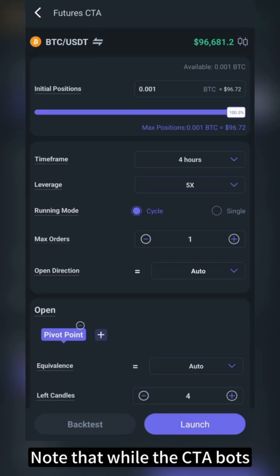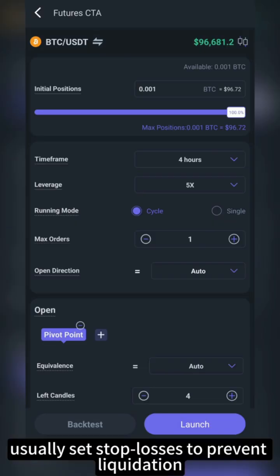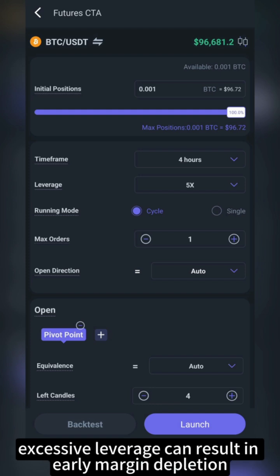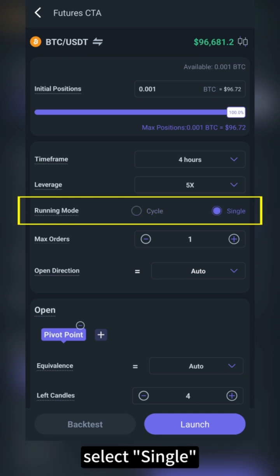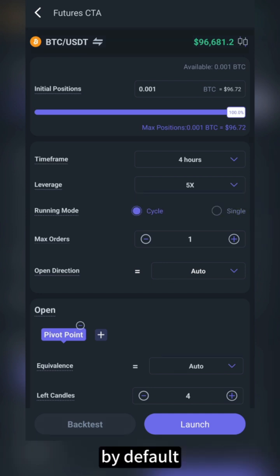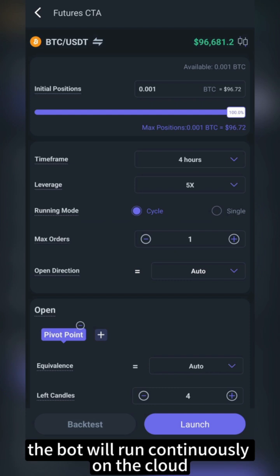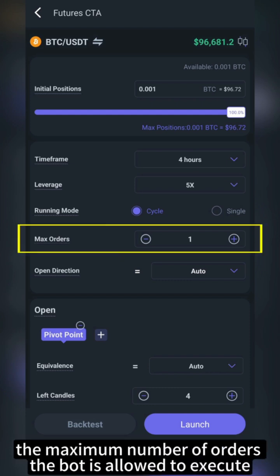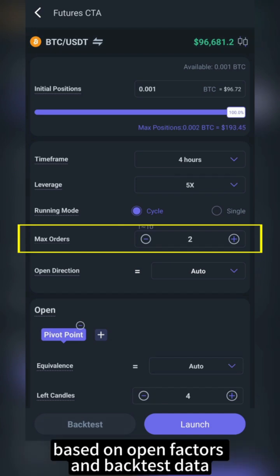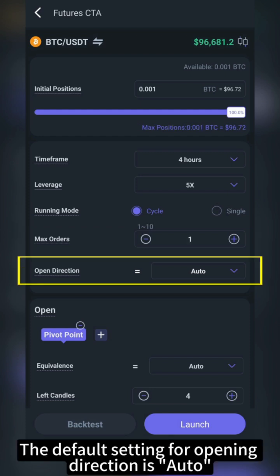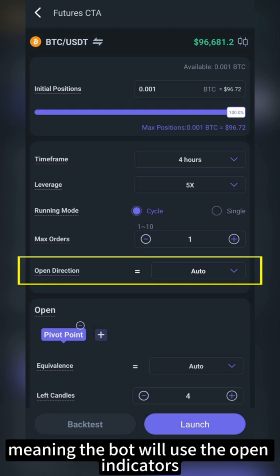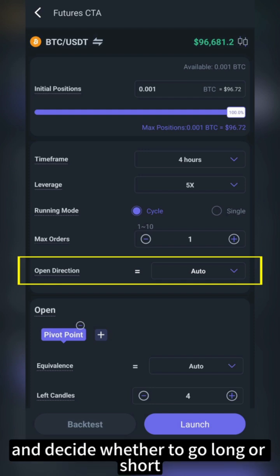Note that while the CTA bots usually set stop losses to prevent liquidation, excessive leverage can result in early margin depletion. If you want the bot to execute only one trade, select single. Otherwise, by default, the bot will run continuously on the cloud. Max orders refers to the maximum number of orders the bot is allowed to execute. You can adjust this number based on open factors and backtest data. The default setting is 1. The default setting for opening direction is auto, meaning the bot will use the open indicators to automatically calculate and decide whether to go long or short.